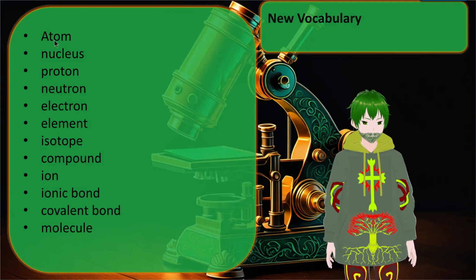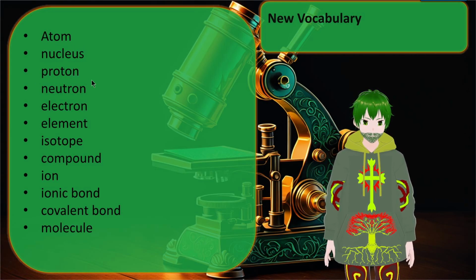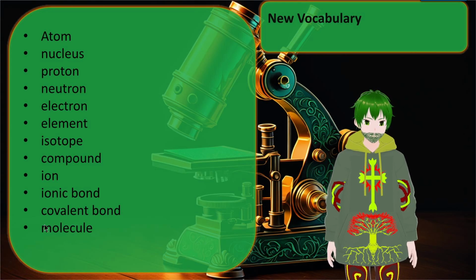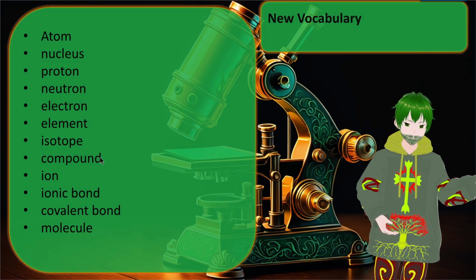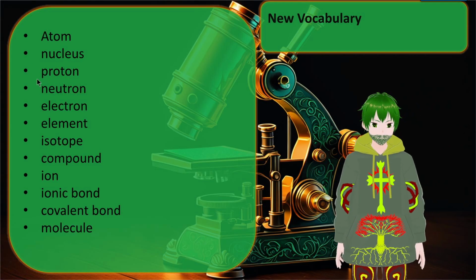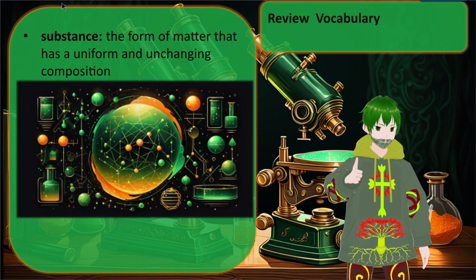So vocabulary for today include atom, nucleus, proton, neutron, electron, element, isotope, compound, ionic bond, covalent bond, and molecule. So a lot of vocabulary today, which is why I'm splitting this lecture into two halves. And let's get into it.